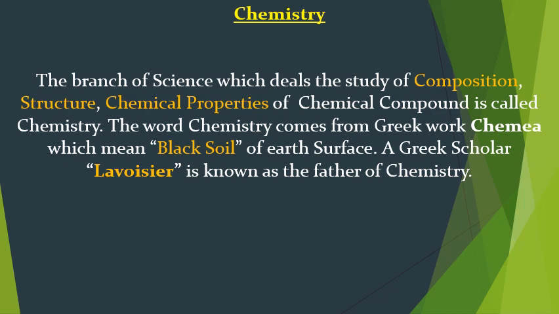The word chemistry comes from the Greek word chemia, which means black soil, that means earth surface. A Greek philosopher, Lavoisier, is known as the father of chemistry. At the initial time, scientists studied the structure of the earth and different types of minerals and elements found in soil. The word chemia originated from that time. So chemia means black soil.